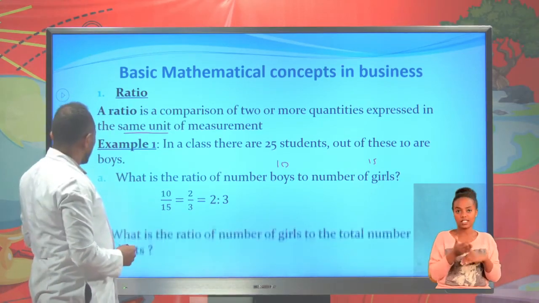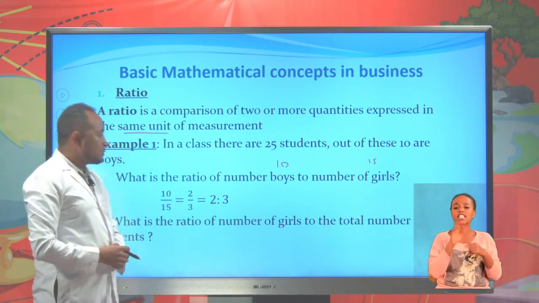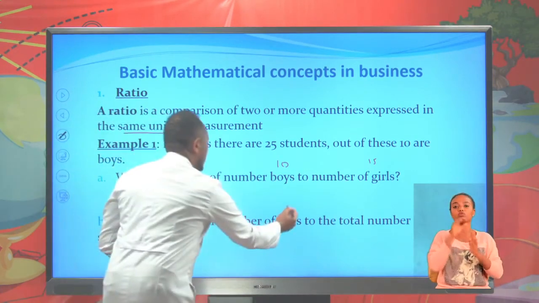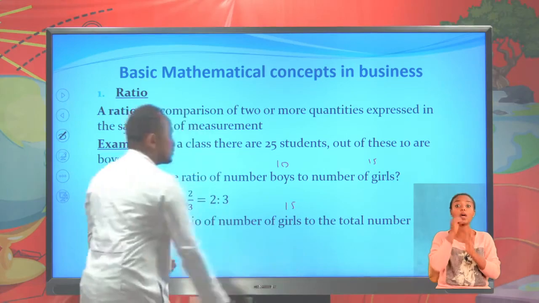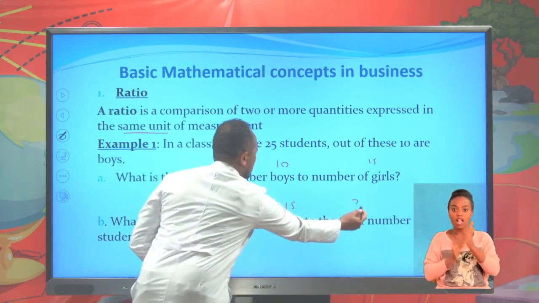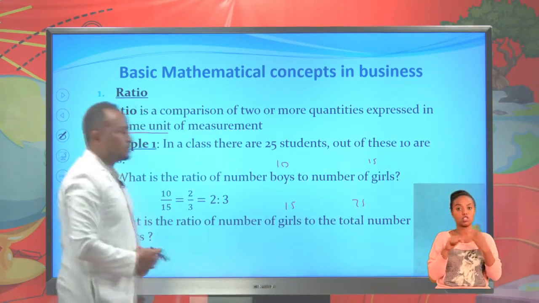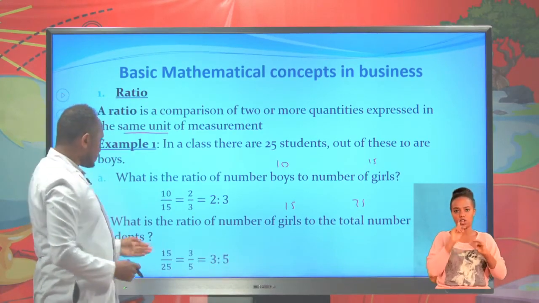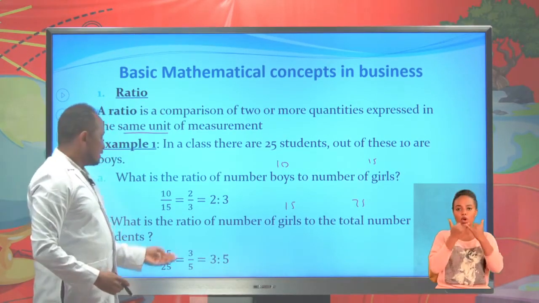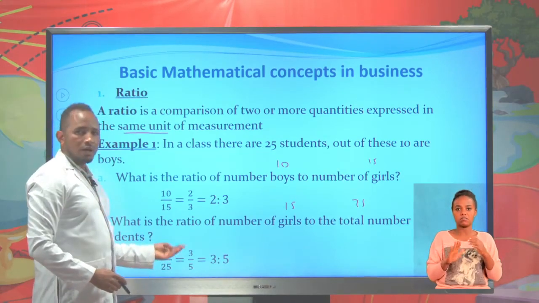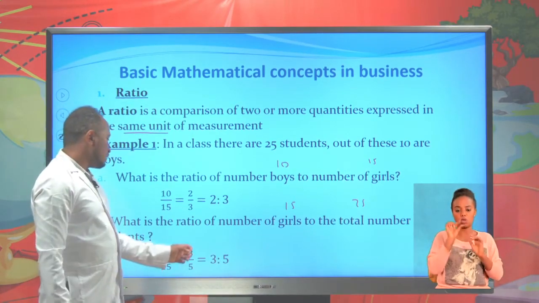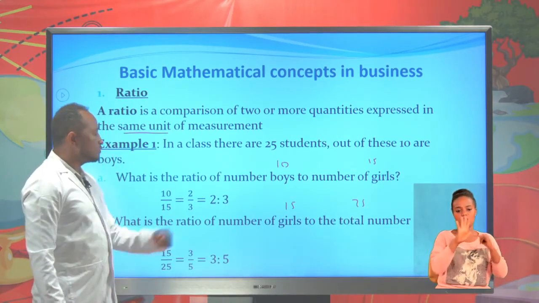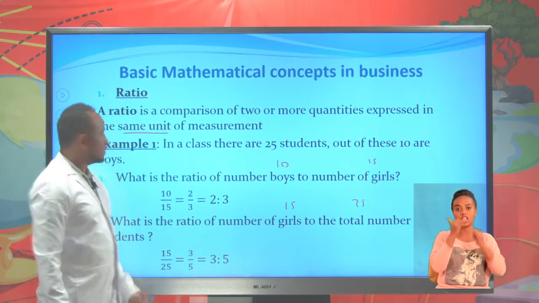Next, what is the ratio of the number of girls to the total number of students? The number of girls is 15 and the total number of students is 25. So the ratio is 15 over 25. Simplifying this, or writing it in lowest terms, you will have 3 over 5. Therefore, it will be 3 ratio 5.